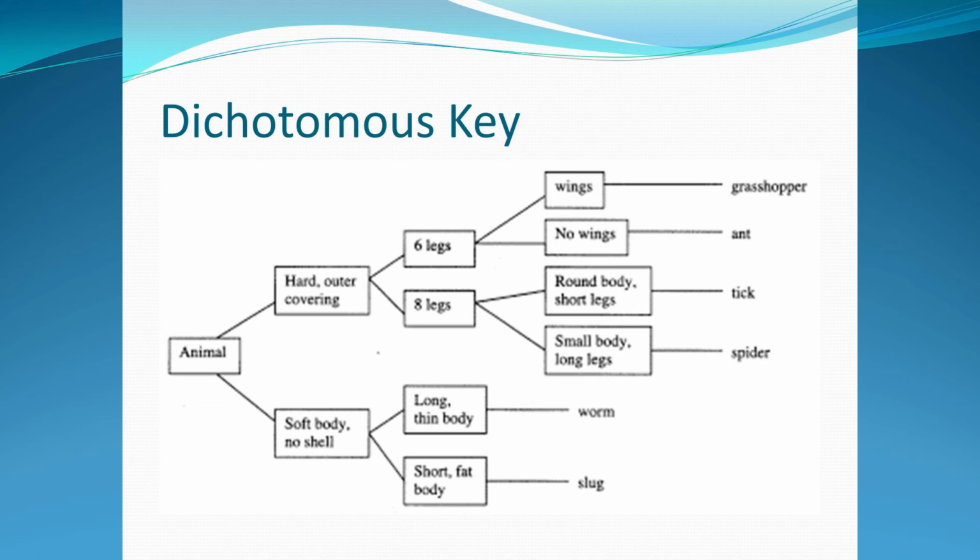Let's say I'm looking at an animal and I want to know what it is. So I'm going to follow the steps. Let's say it has a hard outer covering, so I go to the top. It has 6 legs, but no wings. So by this key, it has to be an ant, so I can follow the path that way.